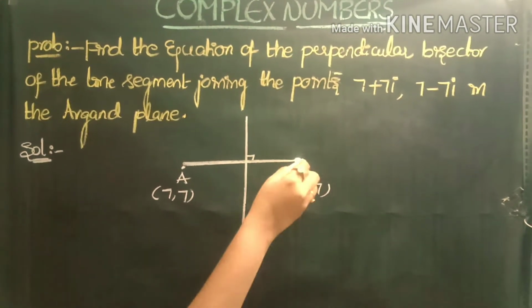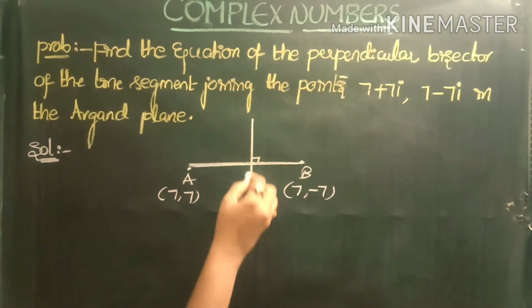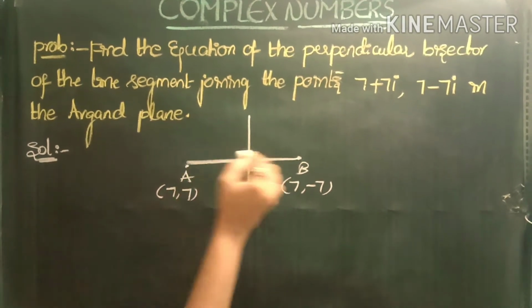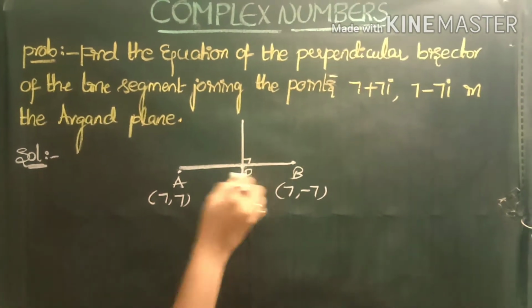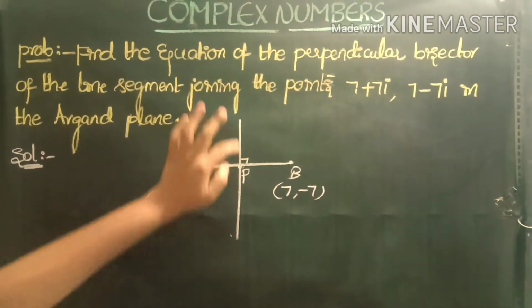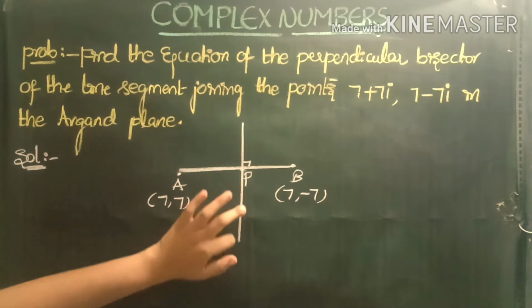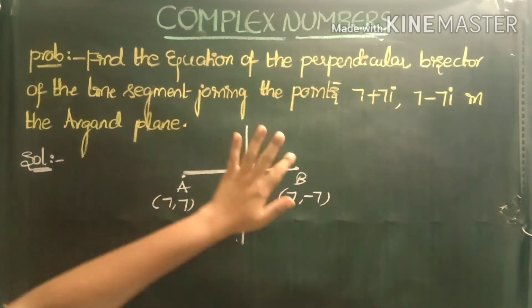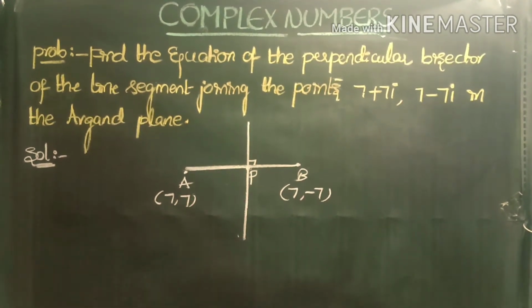Perpendicular bisector means the line perpendicular to this line, and bisector means it passes through the midpoint of A comma B. So here we take P equals the midpoint of A comma B. Now this is the point on the line, and to take the slope value we take the perpendicular slope of AB. That is the procedure to solve this problem.